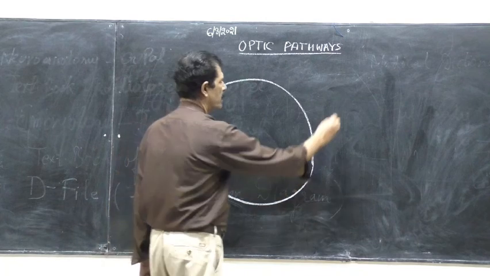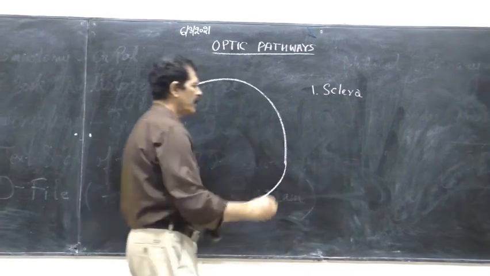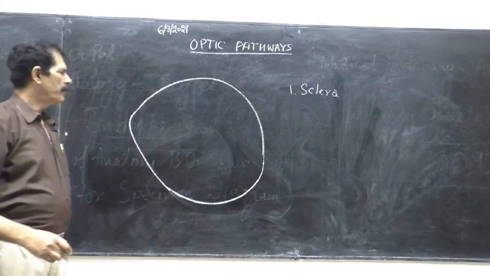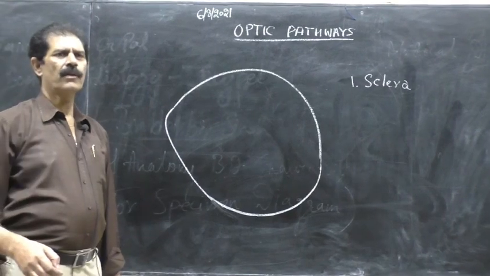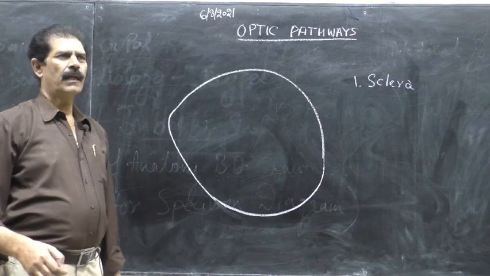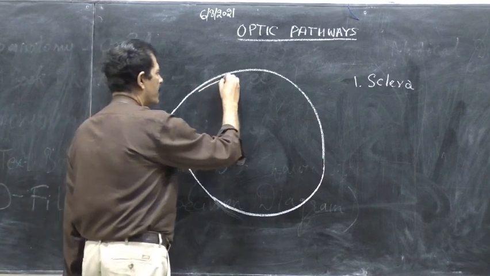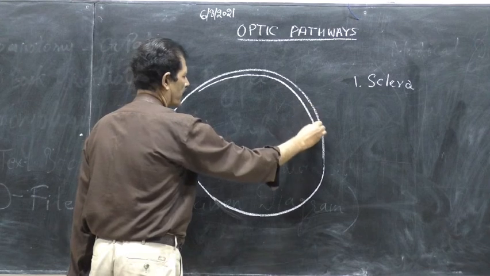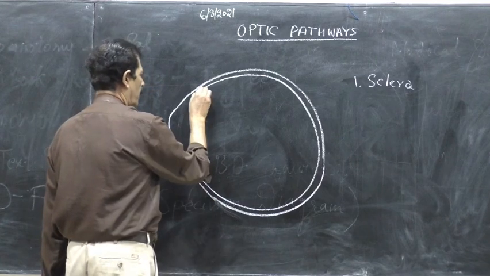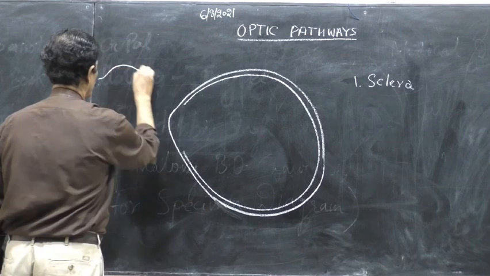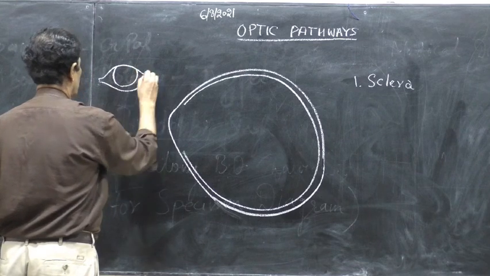The outermost layer is the sclera. It is a protective layer, very thick, and a continuation of the brain covering. The white of the eyeball is the sclera, and it is a complete membrane, a complete layer. This is the sclera.